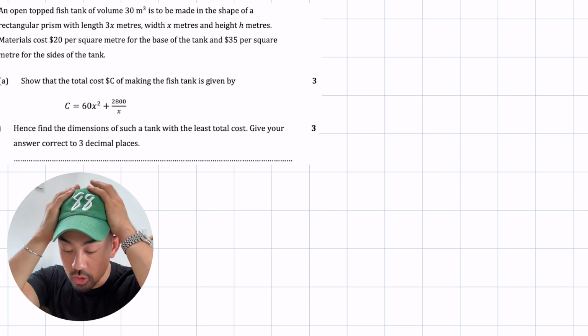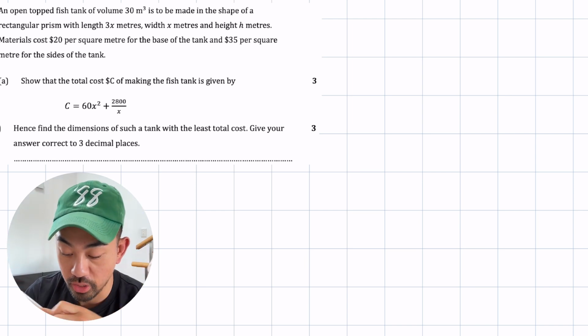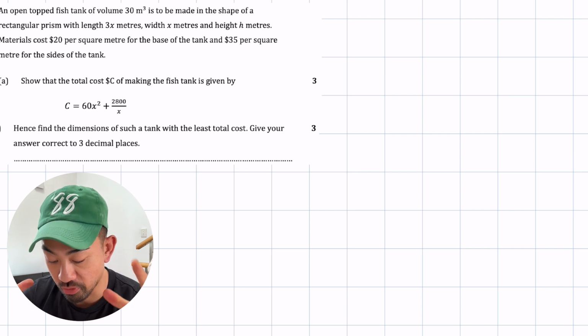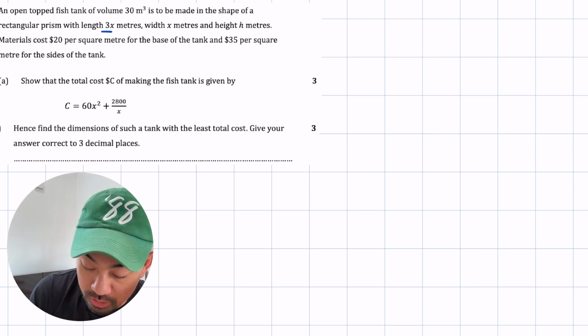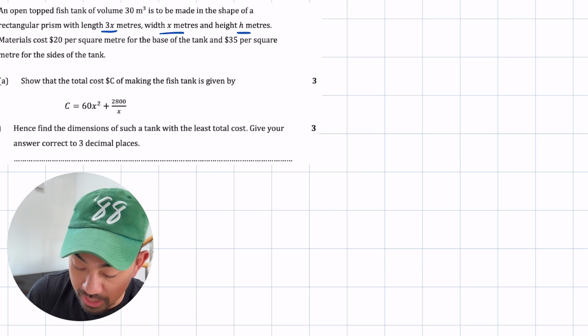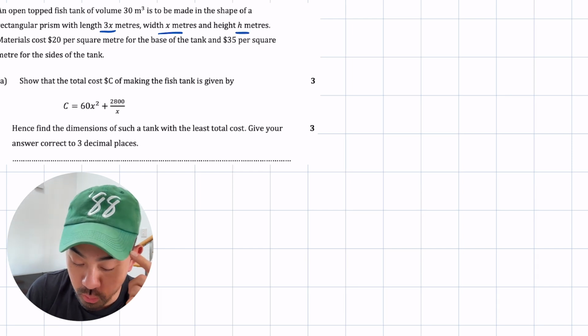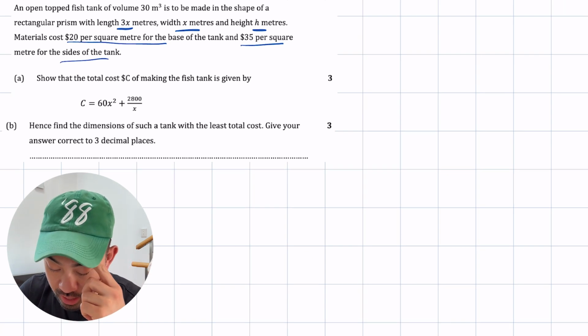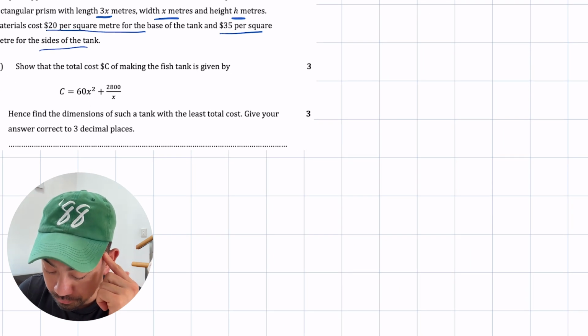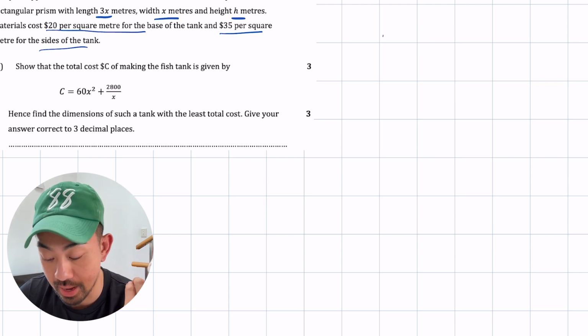So an open top fish tank with a volume of 30 cubic meters is to be made in the shape of a rectangular prism. Draw a diagram again. With a length 3x meters, a width x, and a height h. The materials cost $20 per square meter for the base and $35 per square meter for the sides. So question A says, show that the total cost of the fish tank is given by that equation.